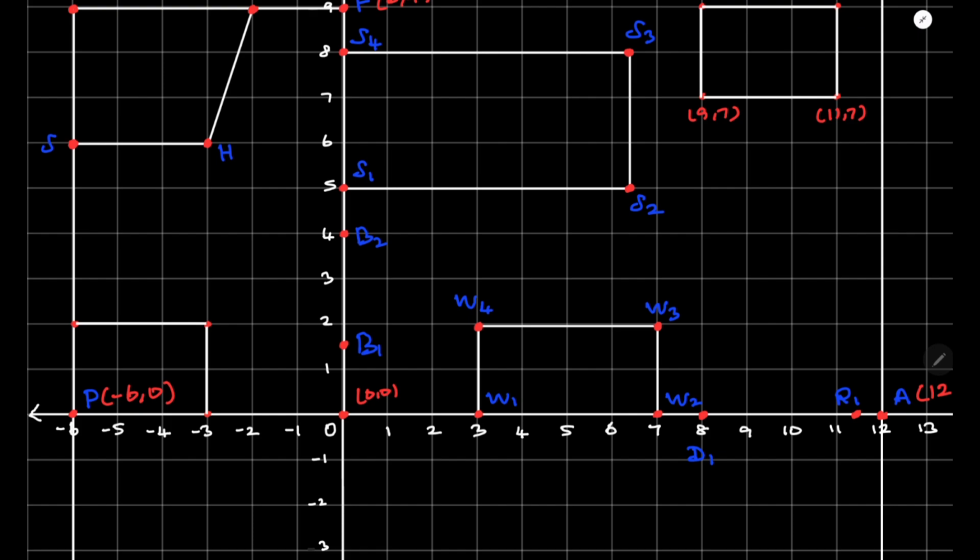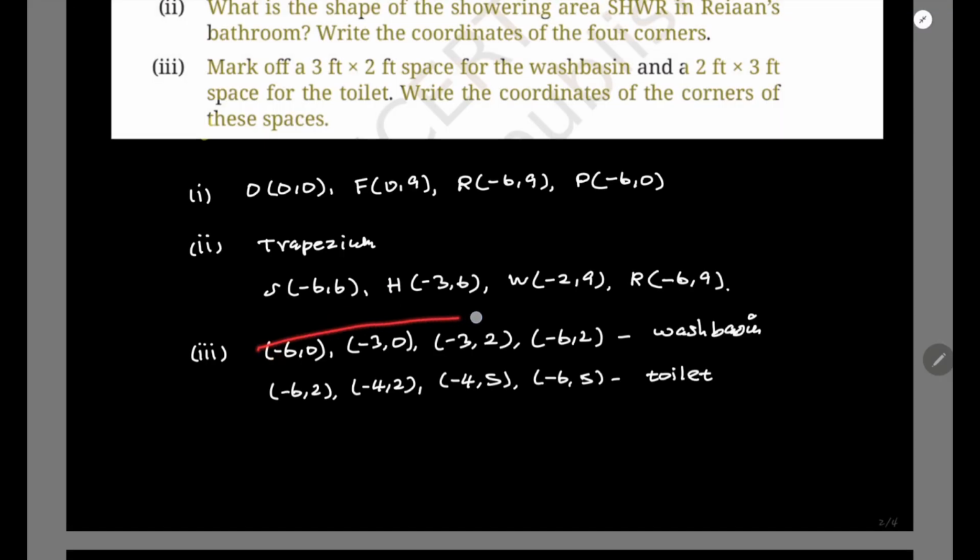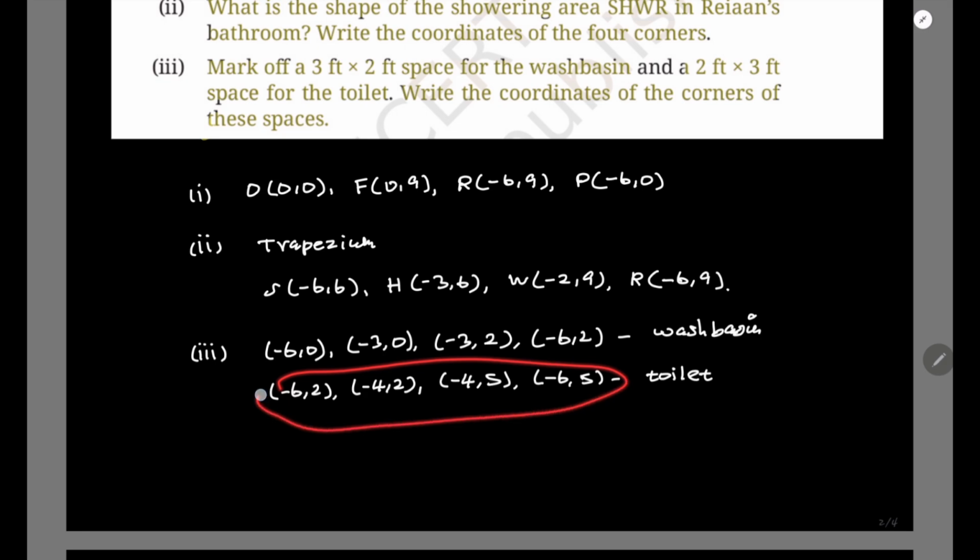So next we have to form the coordinates for the toilet. The length is 2 feet and the width is 3 feet. So this is one coordinate, this is another coordinate, this is the third one and this is the fourth one. Now we can join these four coordinates to form a toilet. The coordinate of this is minus 6, 2, and this is minus 4, 2, and this is minus 4, 5, and this is minus 6, 5. So these four are the coordinates of the toilet. These four are the coordinates for the wash basin and these four are the coordinates for the toilet.